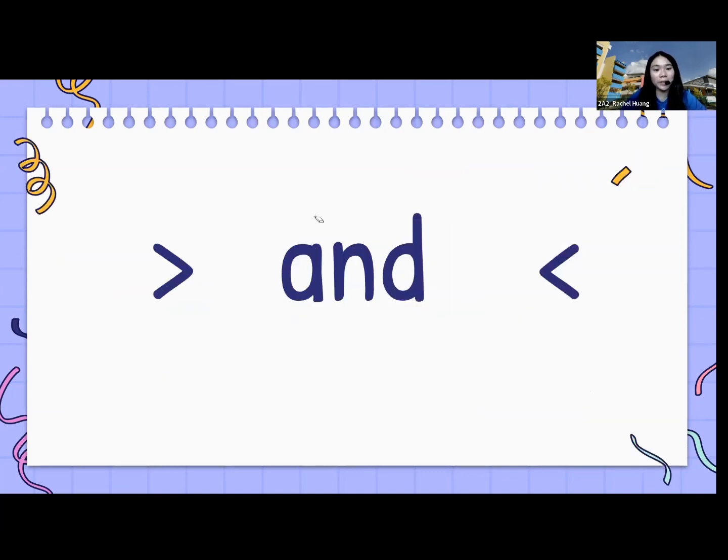Okay. So what is inequality? Inequality means something that is not equal. So by not equal, it's also the same as more than or less than, right?